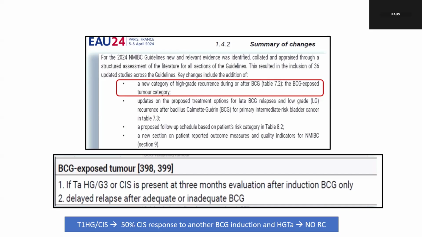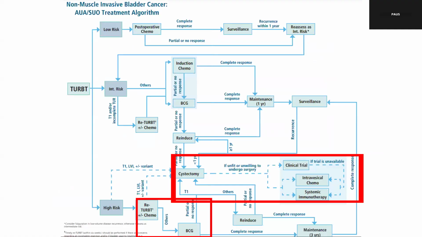Similarly, in a T1 high grade, you give a BCG, and at the end of the 3 months you have a high grade TA rather than T1. Again, you can give one more induction of BCG, so there's a well documented response. So don't do a radical cystectomy if you see, at the end of the 3 months, again a CIS or a high grade TA disease. That's why they have made this BCG exposed tumor category in the 2024 EAU guideline.